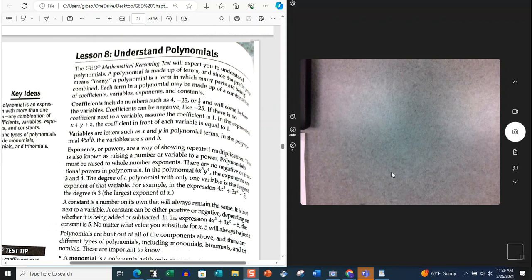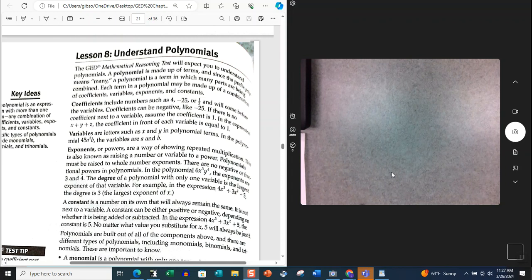Each term in a polynomial may be made up of a combination of coefficients, variables, exponents, and constants. Coefficients include numbers such as 4, -25, or 1/2, and will come before the variable. So basically, any number in front that's multiplied to the variable, that is your coefficient, or the number in front of the variable that's not separated by addition, subtraction, or division. Variables are letters such as x and y in polynomial terms. In a polynomial 45a squared b, the variables are a and b.